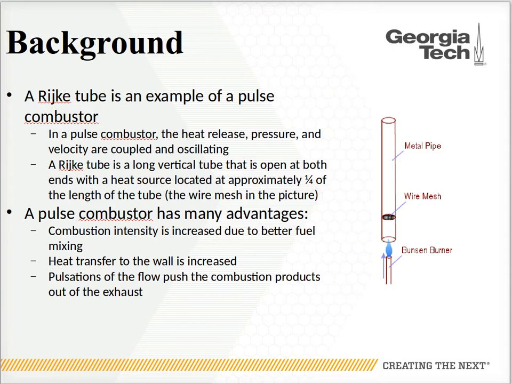Also, the benefit of using a pulse combustor is that the combustion intensity is increased because the fuel is mixed better because of the oscillating conditions in the tube. Also, heat transfer to the wall is increased, and pulsations of the flow push the combustion gases out of the exhaust. This is a very big advantage because in traditional combustors, a lot of the heat is lost in the exhaust.